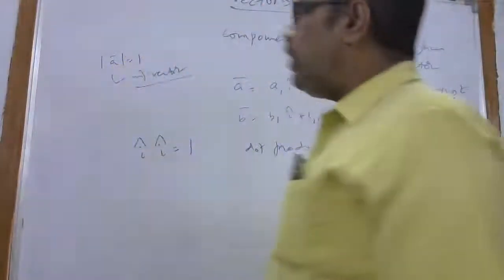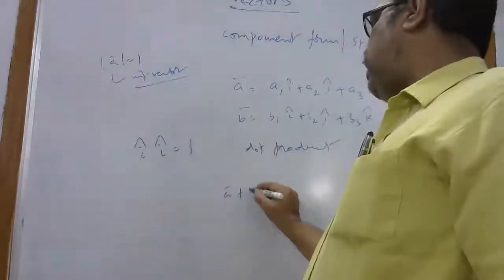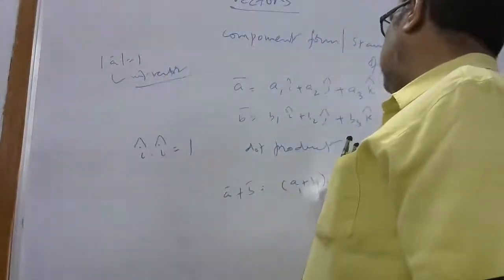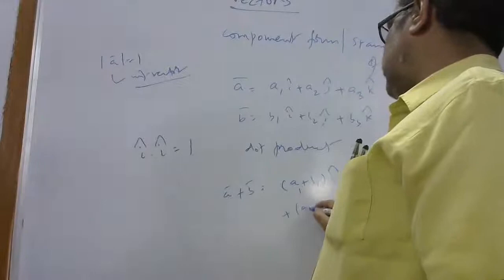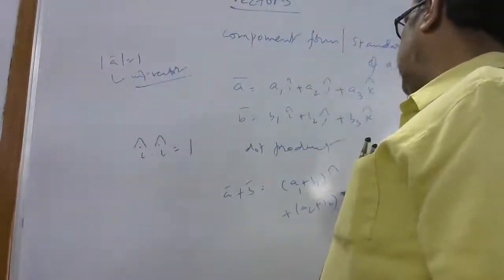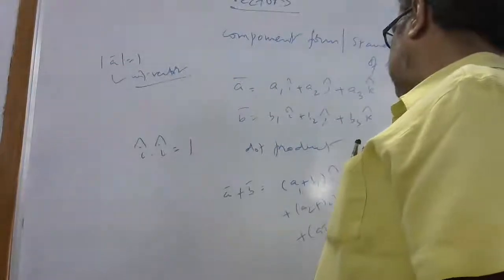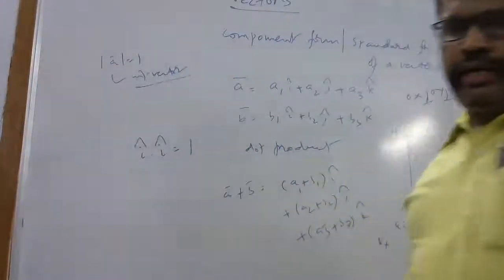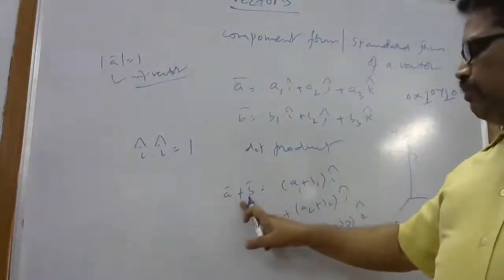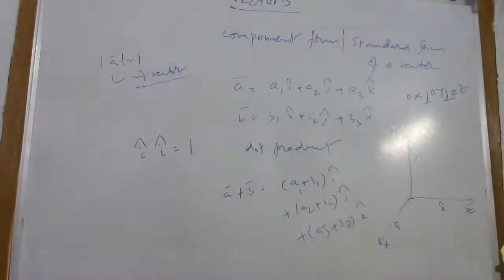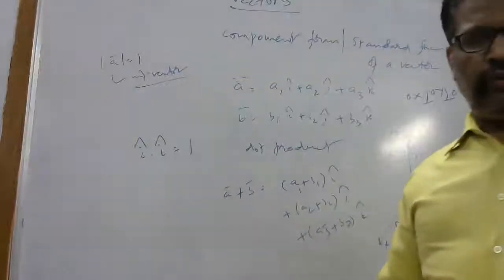And yesterday we have seen how to add two vectors. Tell me, a bar plus b bar: just add the components, a1 plus b1 into i cap, plus a2 plus b2 into j cap, plus a3 plus b3 into k cap. Enough or not? Can I subtract also? I'll take minus here, here minus, here minus. Clear? I can add and subtract any two vectors.